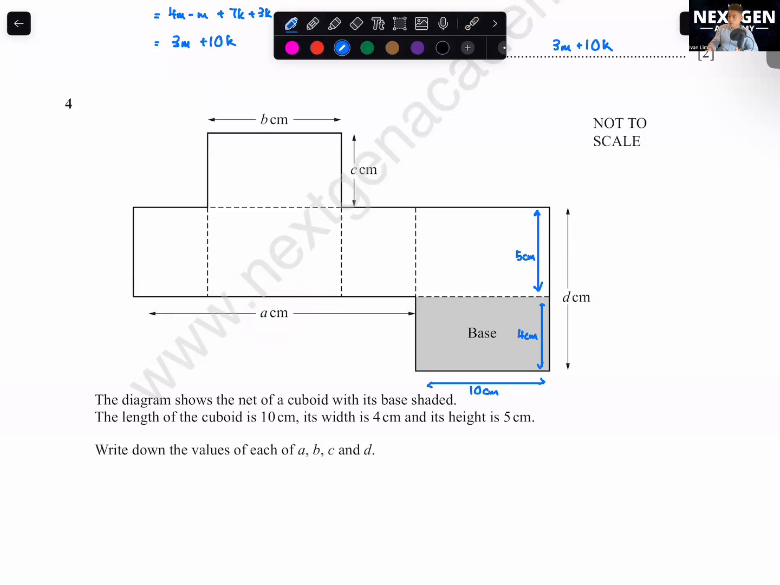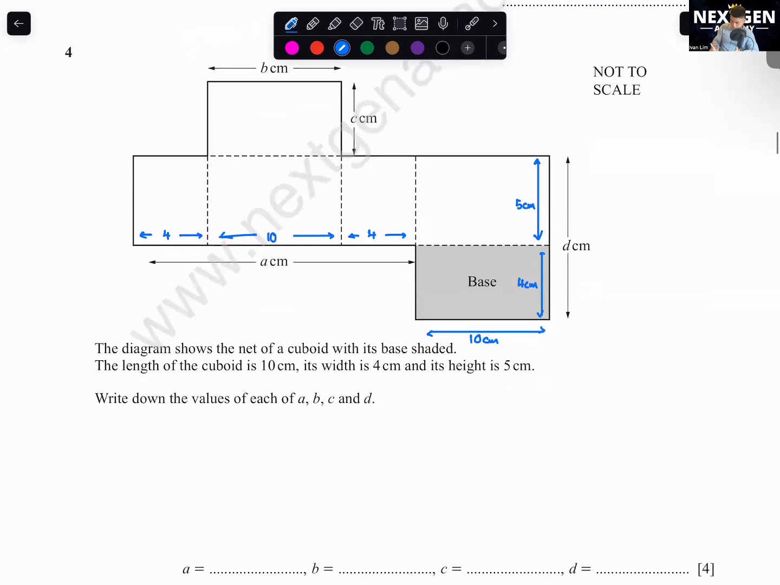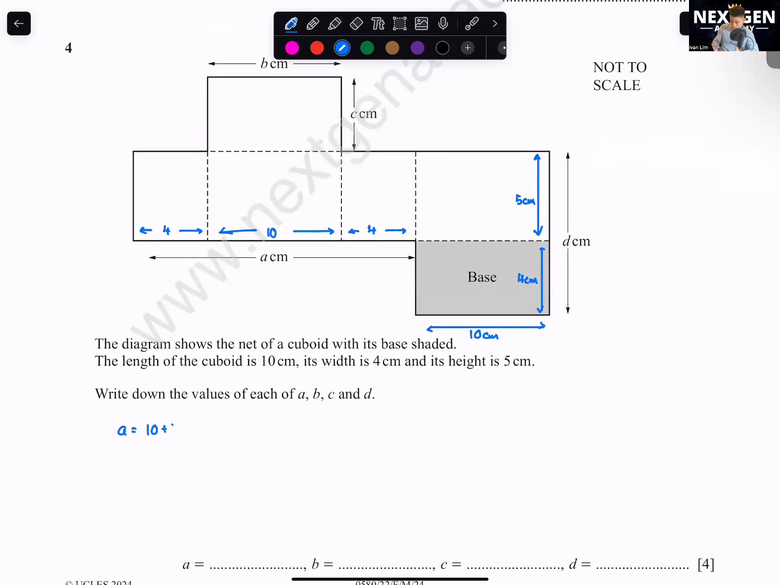A is made up of, this is 10. The two parts here are how much? This part, this part. So you have to see how it's being folded. This one will go here, right? This one is the side, right? Can you see? So here is 4. Here is also 4. Both sides here are 4. So my answer here is A equals 10 plus 4 plus 4, which equals 18.